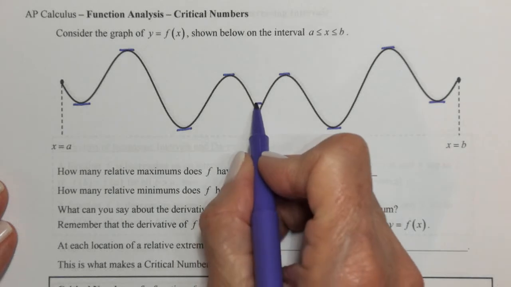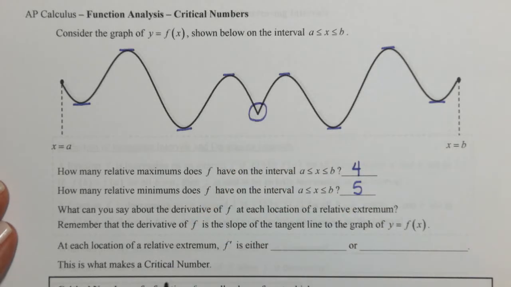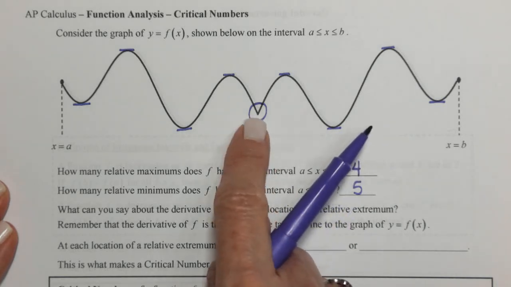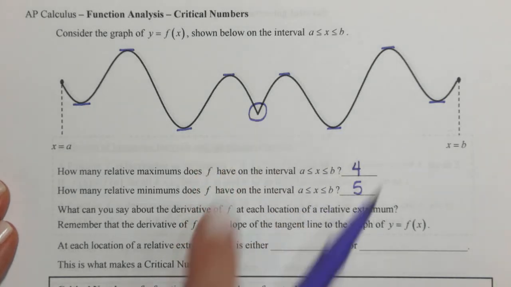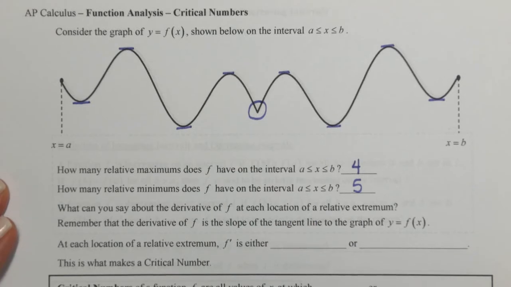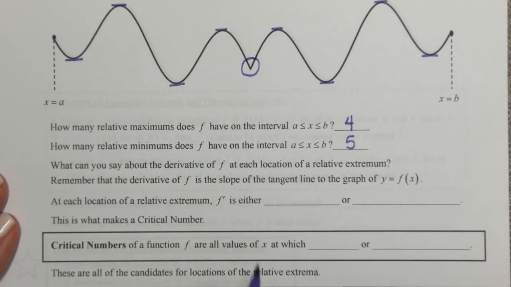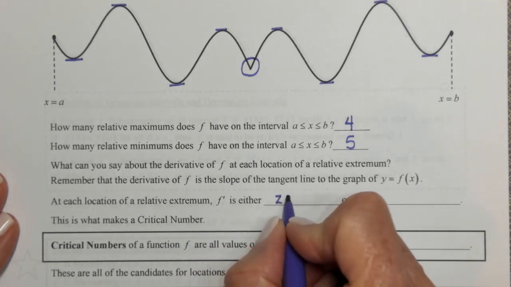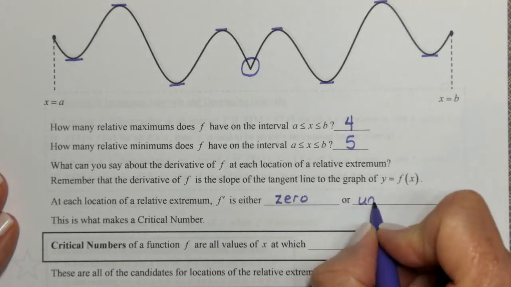What about at this one, though? Is the derivative 0 there? No, that's a corner. So the derivative is undefined there. So at each location of a relative extremum, f prime is either 0 or undefined.